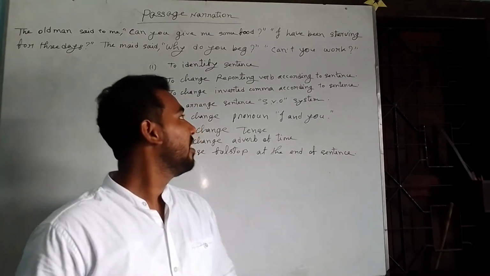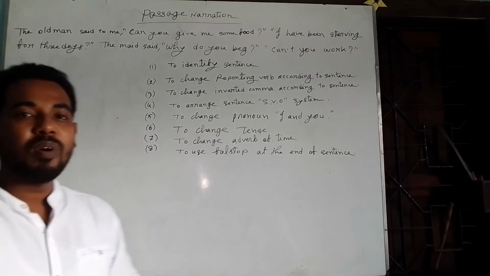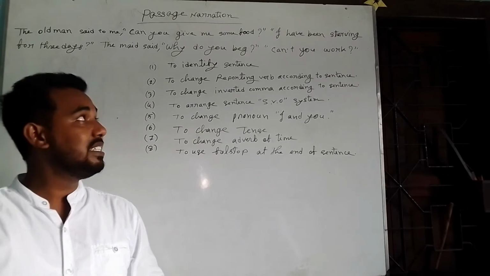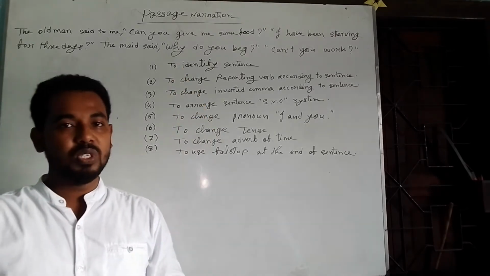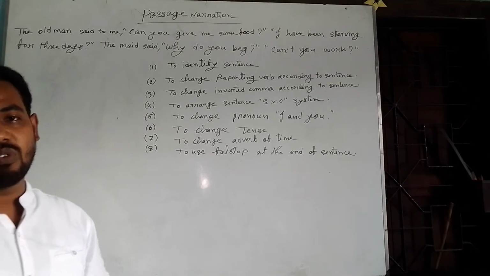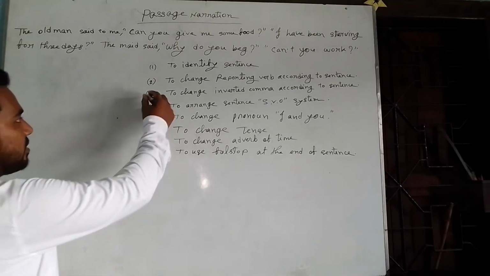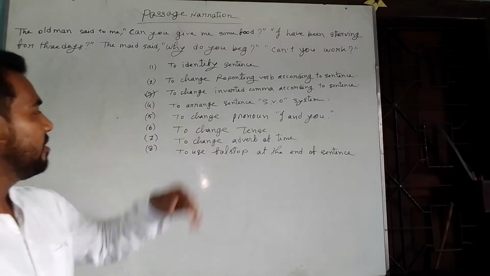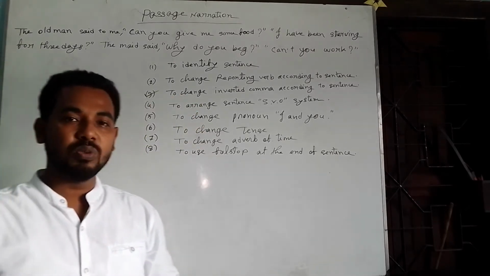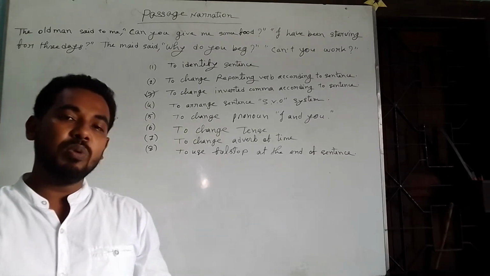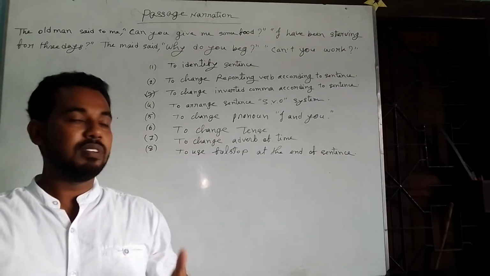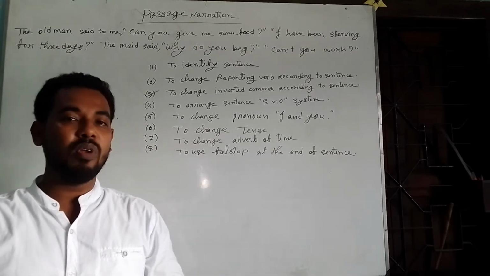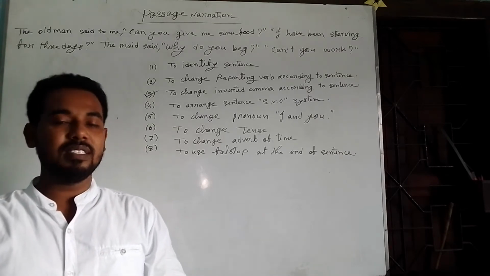So let's see. Dear student, today our topic name is passive narration. In previous video, I have discussed rule number 1 and 2. Today I will discuss about after that rules. Today I will discuss about rule number 3. In this rule, it is written to change inverted comma according to sentence. To use inverted comma totally depends on sentence. At first, we have to identify sentence. If we don't identify sentence, we will not be able to change inverted comma.